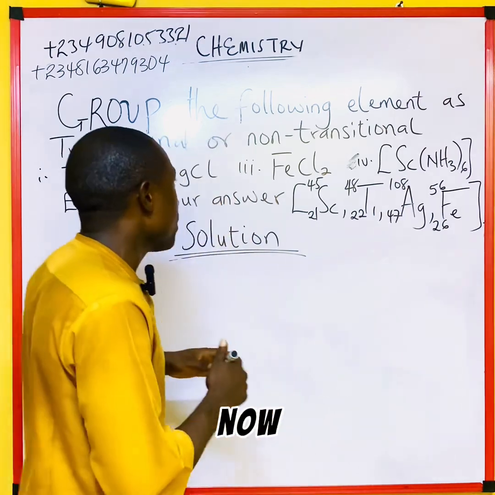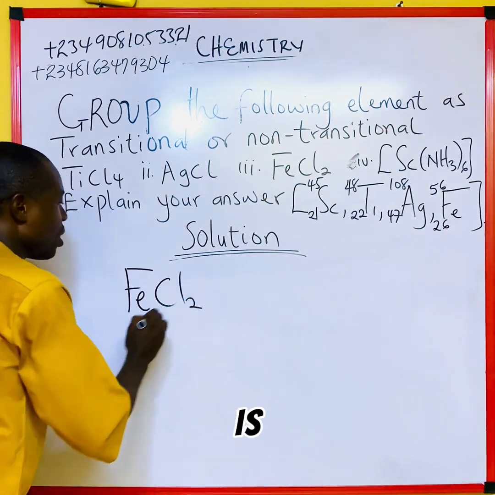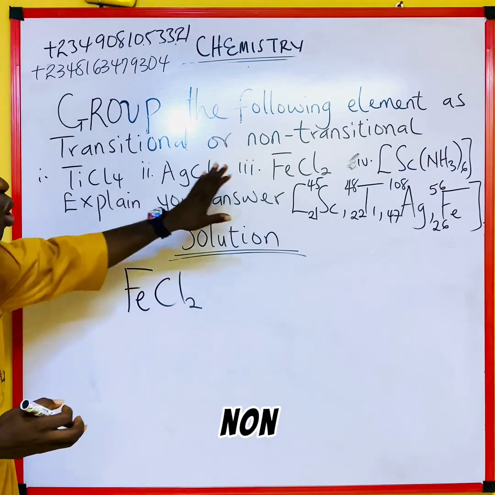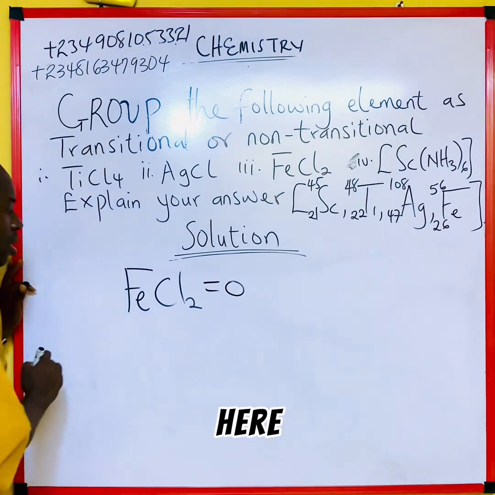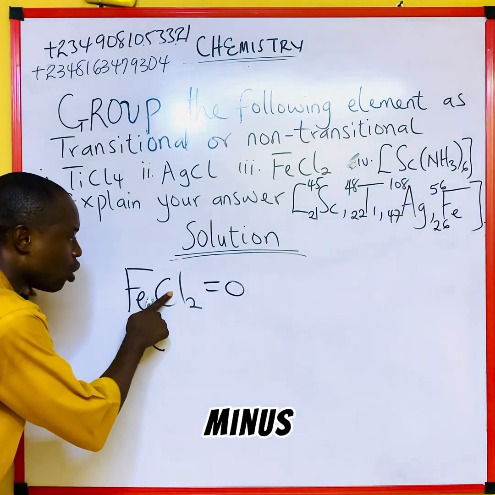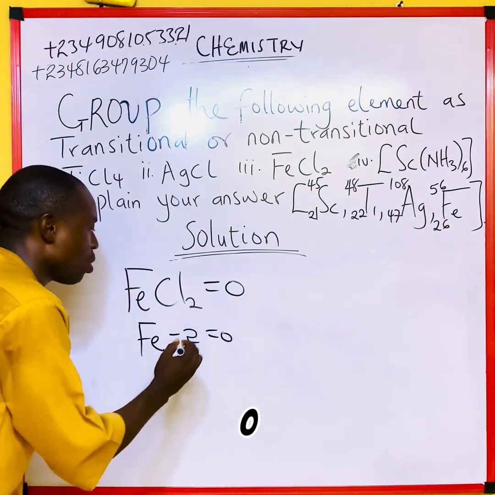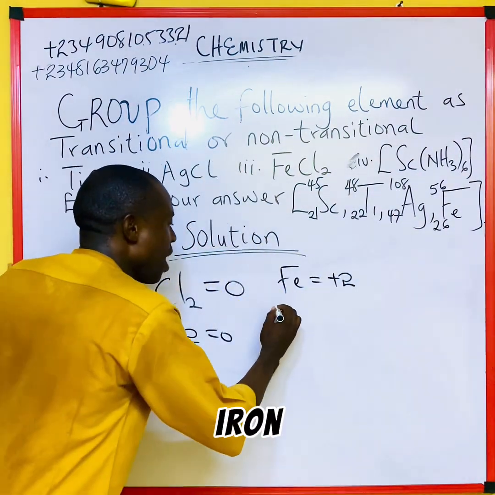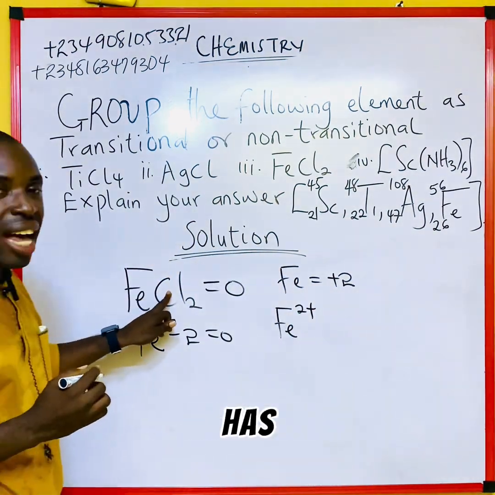So let us start. Now we'll move to this other one, which is FeCl₂. This is iron(II) chloride. Of course, to know whether it is transitional or non-transitional, we first have to get the oxidation state of iron here. So how do we go about it? Take note, chlorine here is -1, so -1 times 2 is -2, equal to 0. So that iron here is equal to what now? +2. So iron has the oxidation state of +2, while chlorine has that of -1.